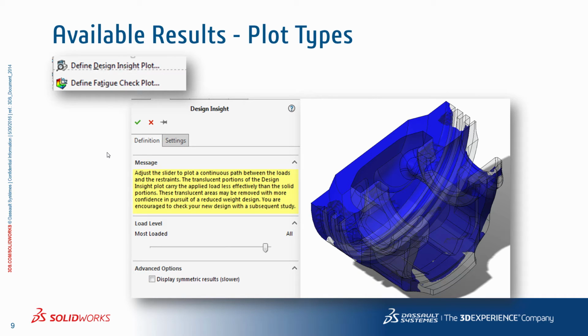Let's talk a little bit about the design insight plot. Now this plot is what's called a useful geometry or volume utilization plot. It tells you what portions of the model are working the hardest to support the loads and restraints you have defined. The transparent areas carry little or no load, and the blue areas carry the bulk of the load. In summary, a design insight plot shows the regions of the model that carry the most loads in an efficient manner. Some users may recognize this plot as a load path plot. You can use this information to redesign the model and reduce the model's material.